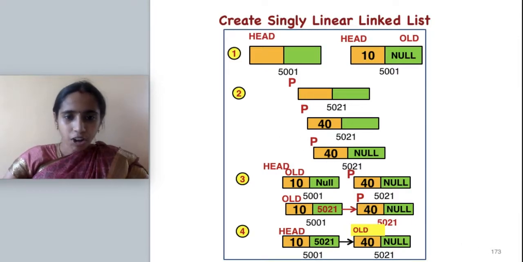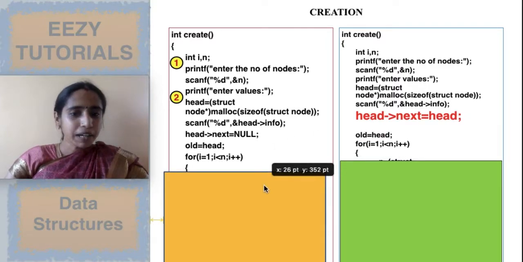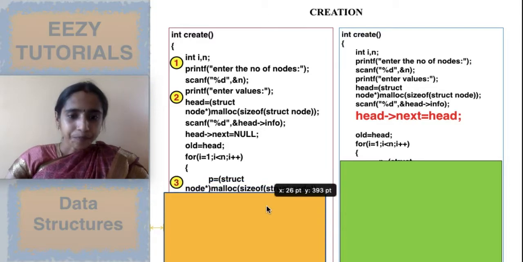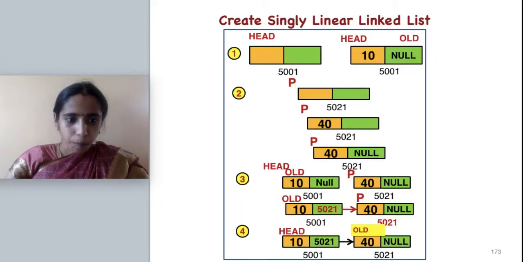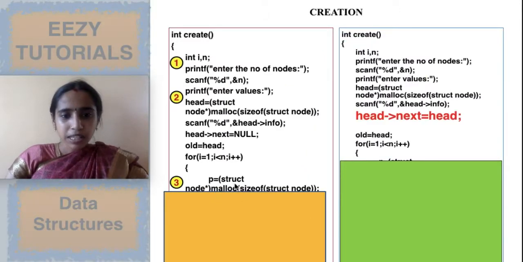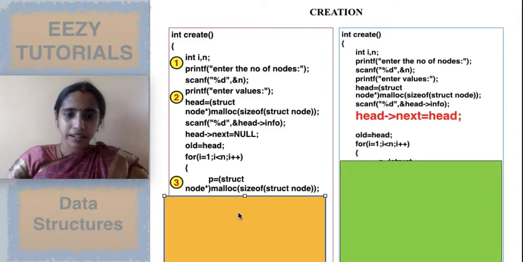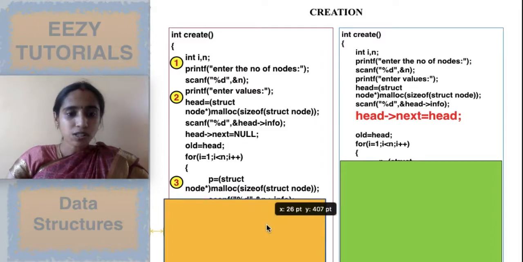So I am using a for loop, for i is equal to 1, i less than n, i plus plus. Then what I will be doing is creating a new node. So this is my second work. How will I create a node? With the help of malloc. So p is equal to (struct node *) malloc(sizeof(struct node)). If memory is allocated, the node is created. The node's memory is created.